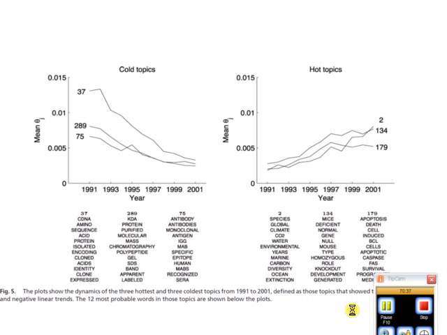Now this has nothing to do with computer science. This is all about sociology of science. But we get to do it. So they could say, for example, that topic 37, 289, and 75 used to be pretty darn hot around the 91 time frame, but then they sort of fell down in popularity. On the other hand, topics 2, 134, and 179 used to be somewhat lower in popularity, but they increased as time went. It's just a way of analyzing large amounts of data.